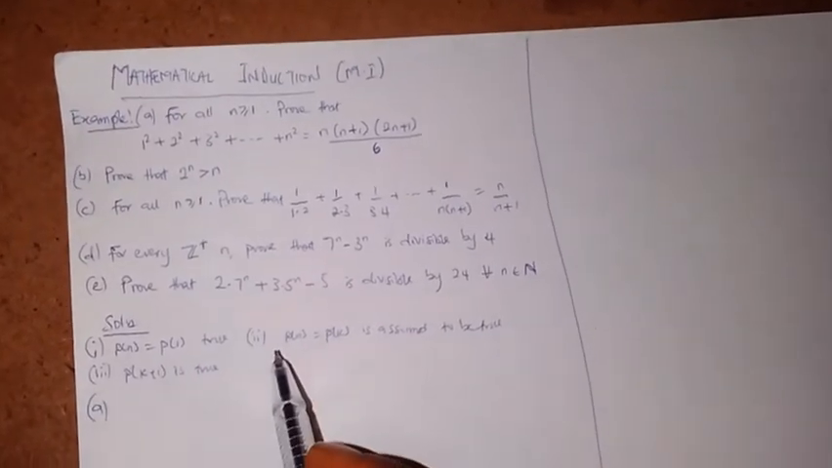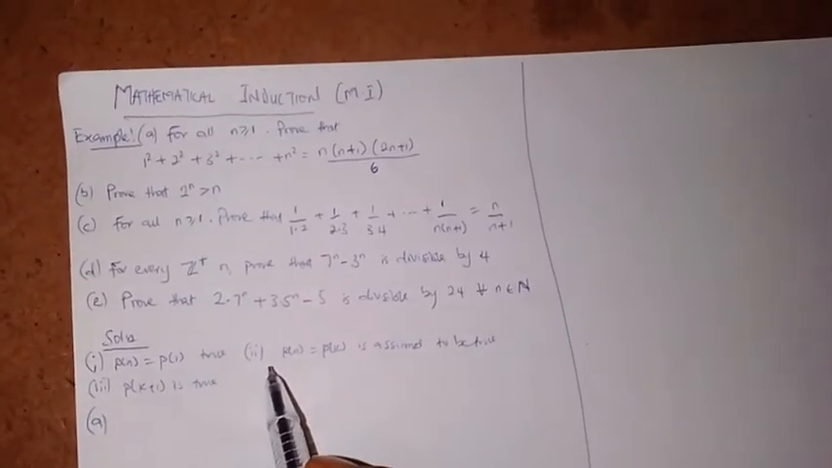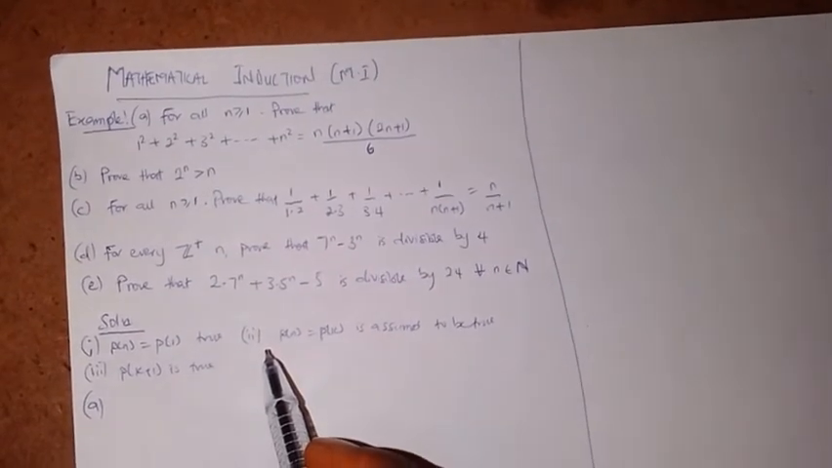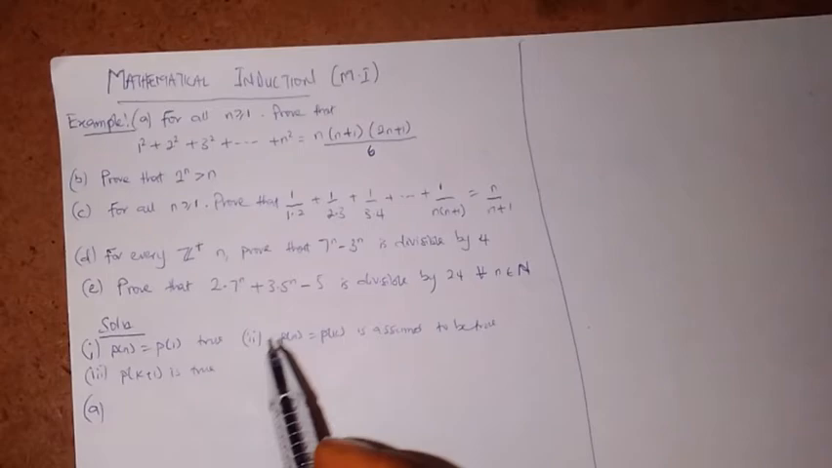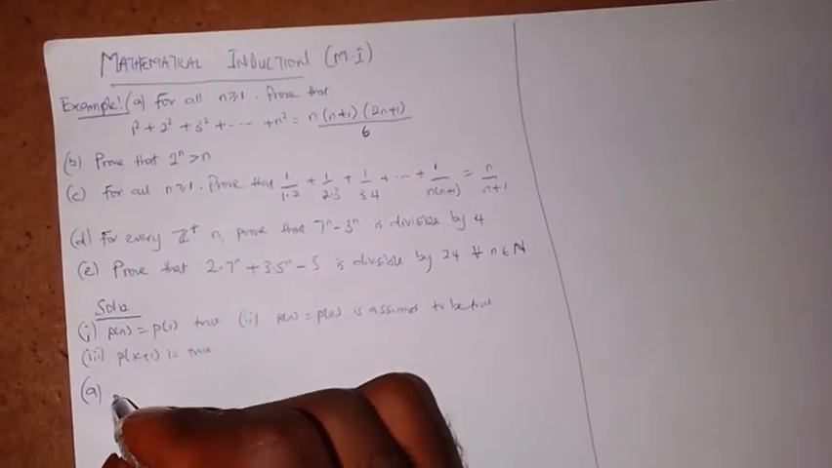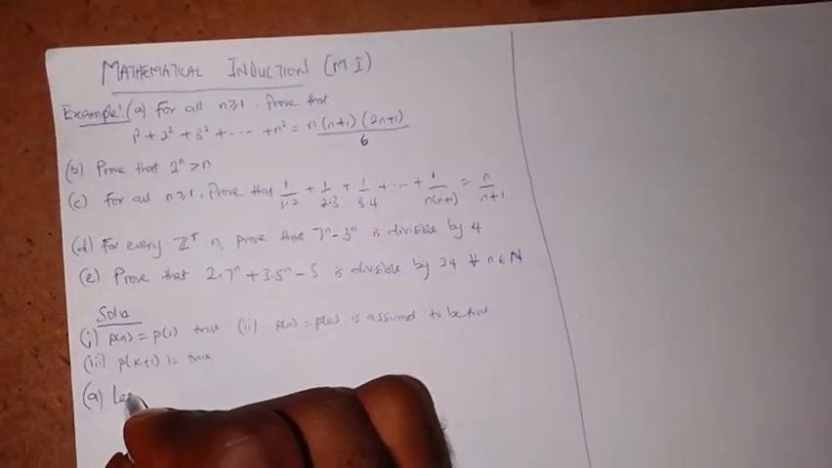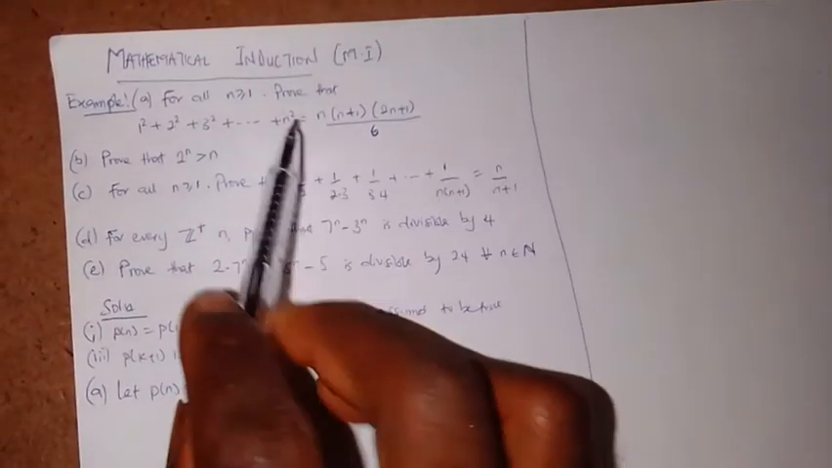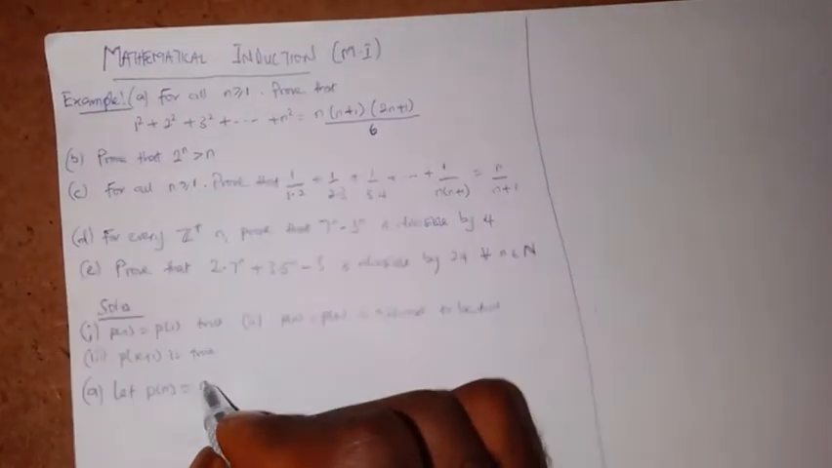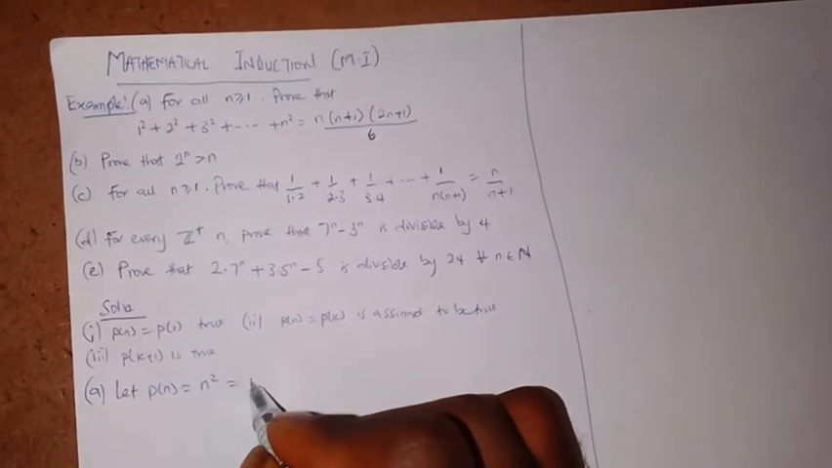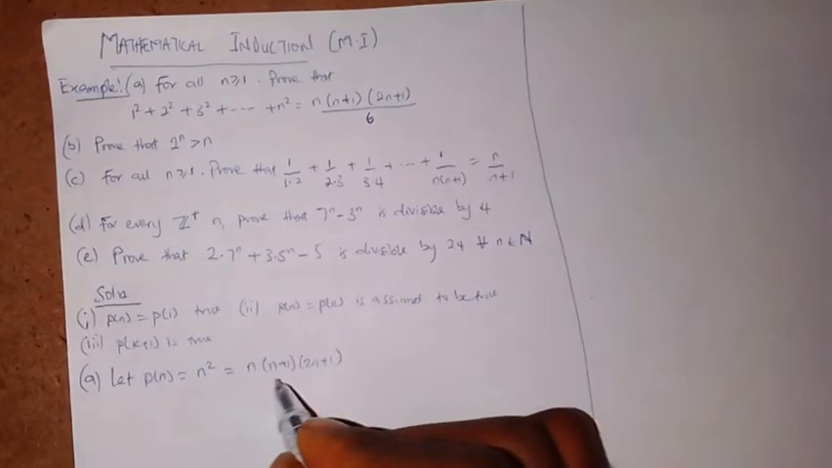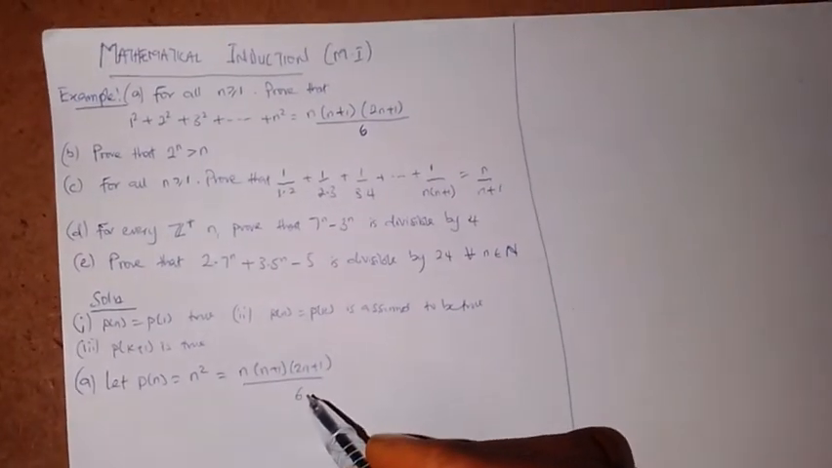We're given 1 squared plus 2 squared plus 3 squared up till n squared to be equal to n into n plus 1 into 2n plus 1 over 6. How do we solve this question? First, you have to say let P of n be equal to, where you see n squared, n into n plus 1 into 2n plus 1 all over 6.